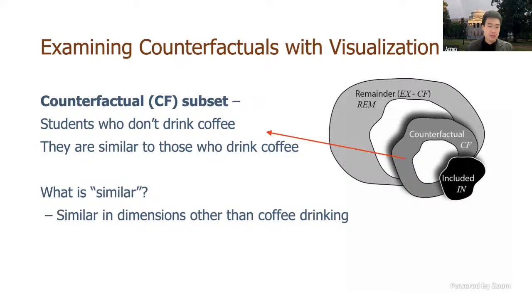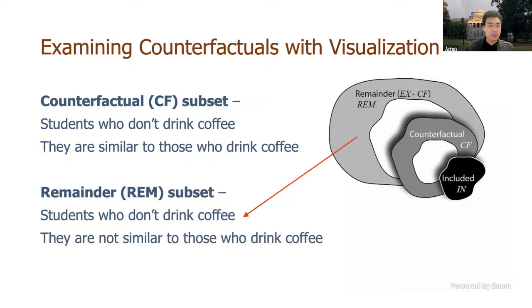So our counterfactual subset here will include students who don't drink coffee, but are similar to those who drink coffee in other dimensions. The rest, we call remainders. It will contain students who don't drink coffee, and meanwhile are not similar to those who drink coffee.